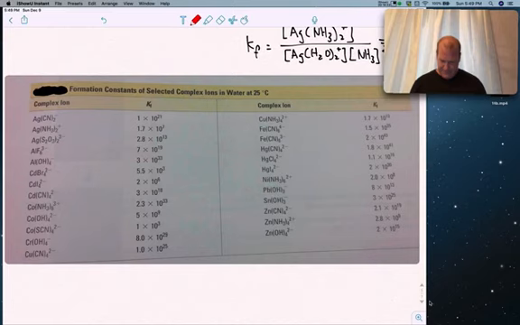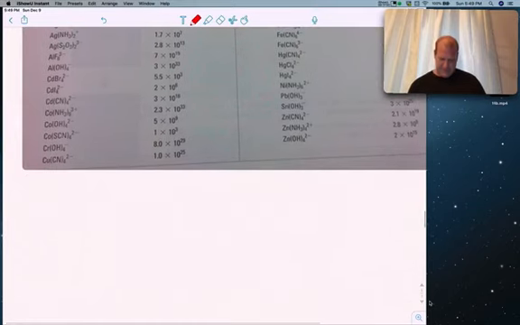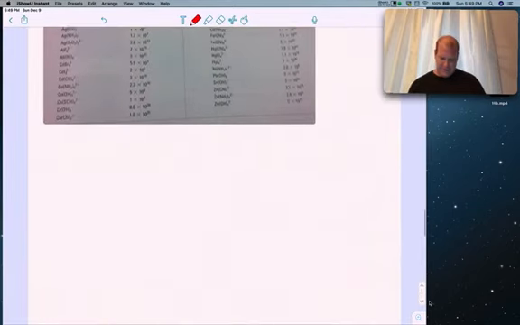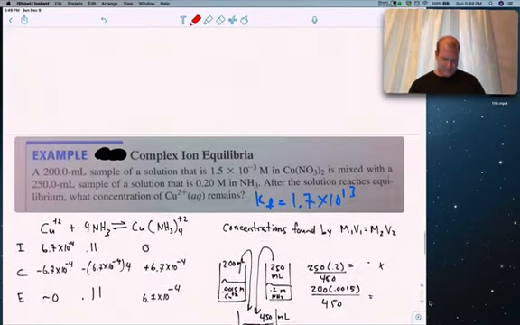Some things are better ligands, and cyanide happens to be a really good one, and it binds to our hemoglobin. Oh, we see here mercury cyanide. Mercury cyanide is 10 to the 41. So that's really, really strong. That's why cyanide can be so dangerous, as it binds to the iron in our hemoglobin very well.